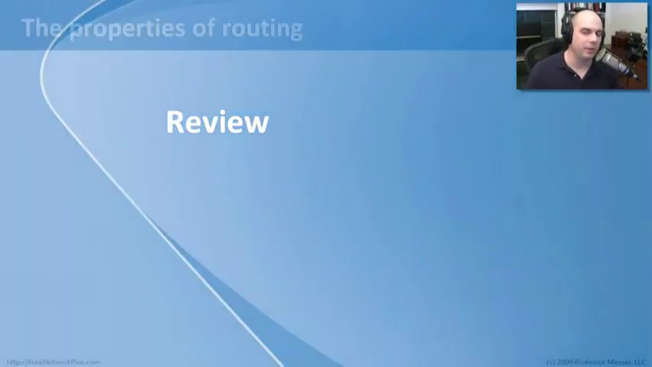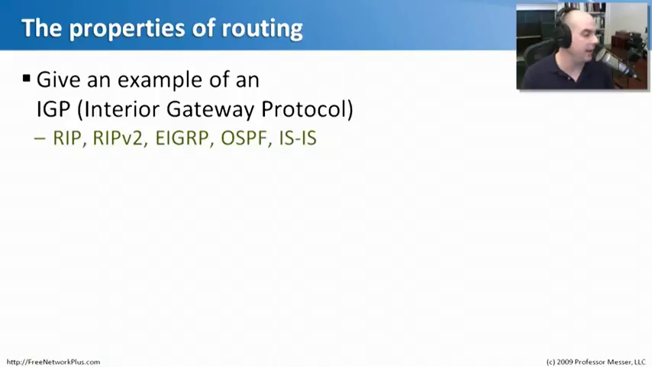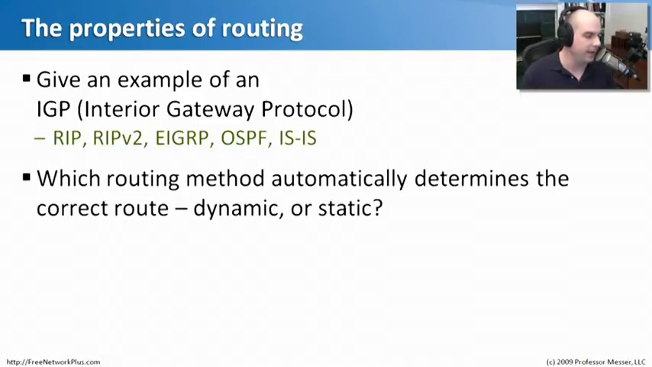Let's review how much we remember about these routing technologies and these properties of routing. Give me an example of an interior gateway protocol. Now, you remember these are gateway protocols that we use inside of our autonomous systems. These are used inside of our own organizations to route things. There are a number of them, and the ones that I have are RIP, RIP version 2, EIGRP, OSPF, and IS-IS. There are also a number of other routing technologies out there, but these are some that we need to know for our Network Plus certification.